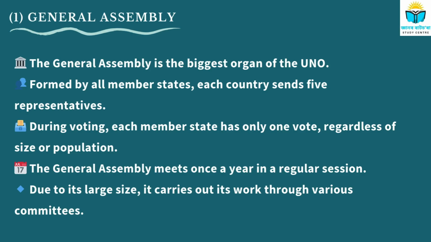The General Assembly meets once every year in a regular session, and because of its large size, it works through various committees to manage discussions and decisions efficiently. It's like a big classroom where all the countries sit together and take collective decisions for global peace and progress.